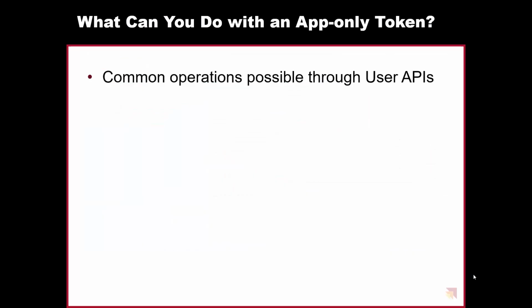Now that application only showed a small set of what's possible. So when you have an app-only token, what can you do? Well, you can create new app workspaces.